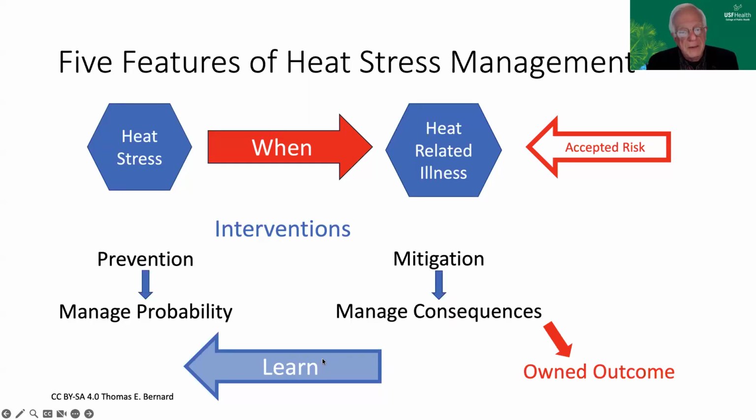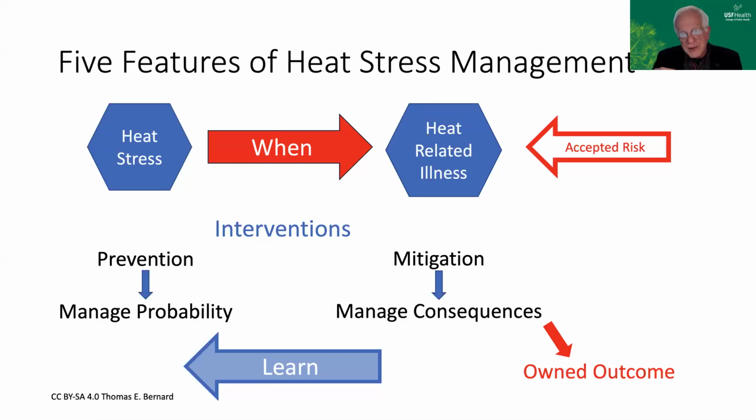Then the fourth component is closing the loop. So whenever we do have a heat-related illness that's reportable, we ought to learn from it. In fact, I would even argue if you have a series of just first aids that we ought to be learning from it in order to get better at managing the probability.